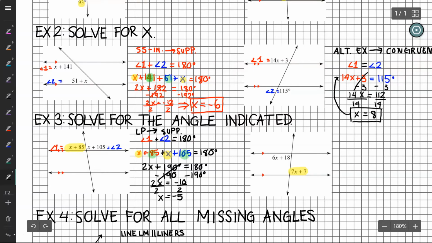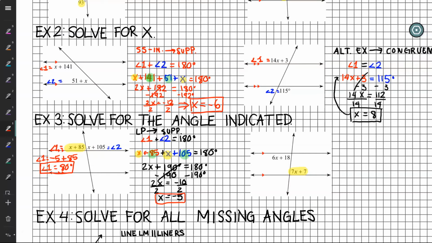So I'm not quite done yet. Now I have to take this answer and plug in my value for x into the angle I want to solve for. So I have negative 5 instead of x plus 85 equals angle 1. So angle 1 is equal to 80 degrees. And that is my final answer.